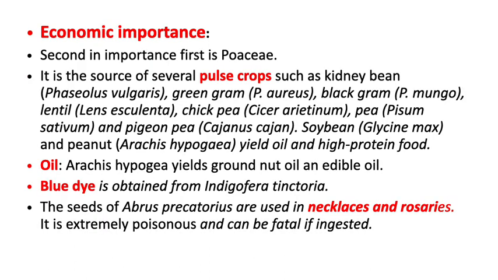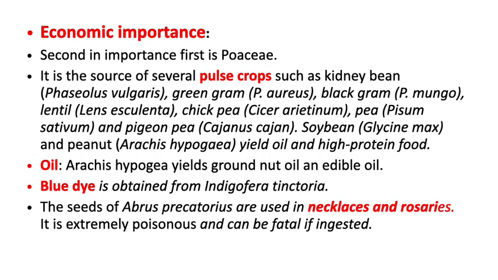Now we will study the economic importance. This subfamily is second in importance. First one is the pulses. It is the source of several pulse crops such as kidney bean, green gram, black gram, lentil, chickpea, pea, pigeon pea, soya bean, and peanut yield oil and high protein foods. Arachis hypogaea yields groundnut oil, which is an edible oil.